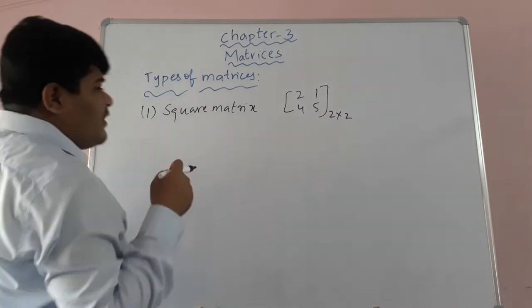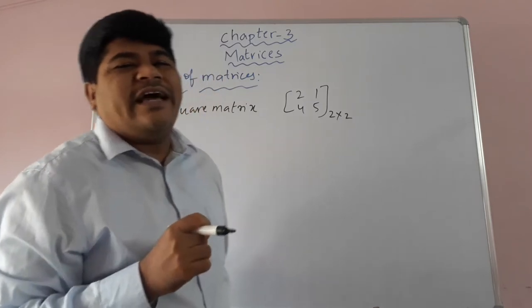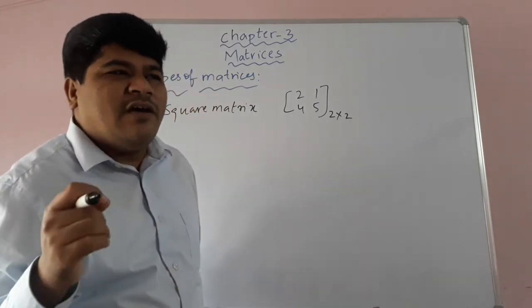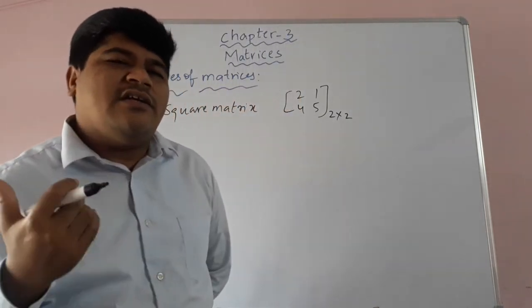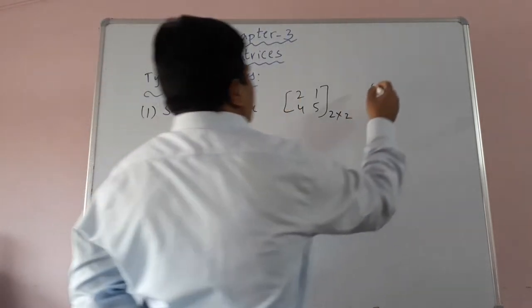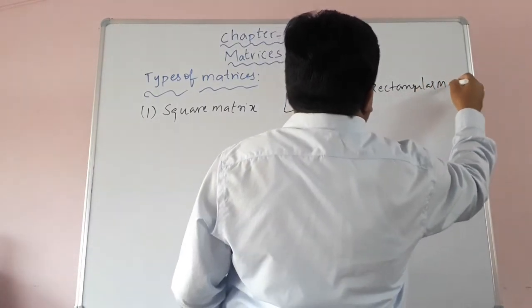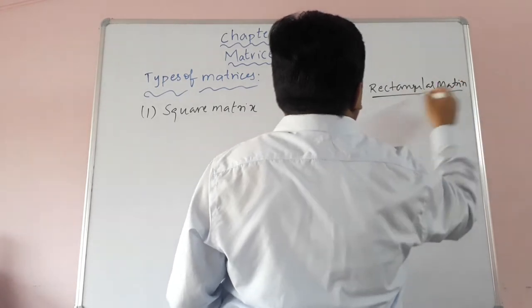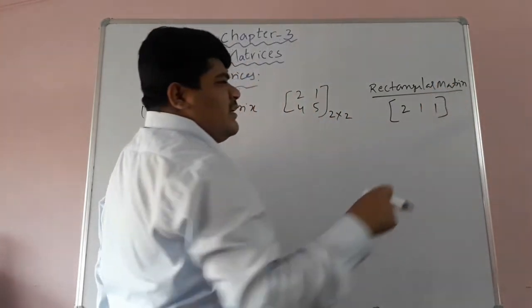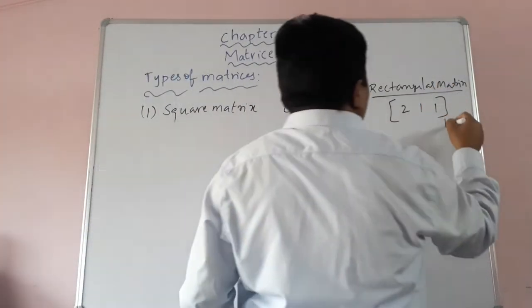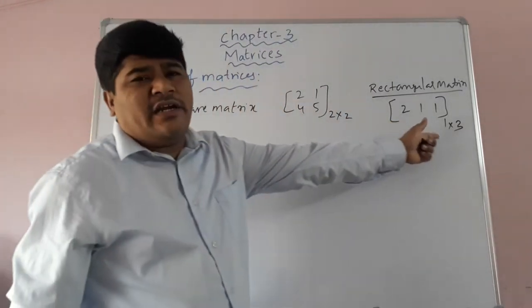Next, if the number of rows and the number of columns are not equal, then that is called a rectangular matrix. If they are equal, that is a square matrix. If they are not equal, that is a rectangular matrix. So the other type is the rectangular matrix. An example for a rectangular matrix, suppose, children, is 2, 1, 1. Here the number of rows is 1, the number of columns is 3; both are not equal. So its order is 1 by 3. It comes under rectangular matrix, children.